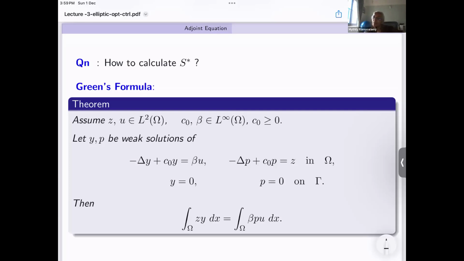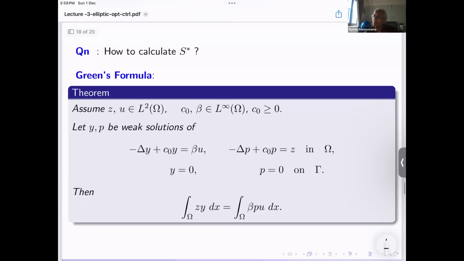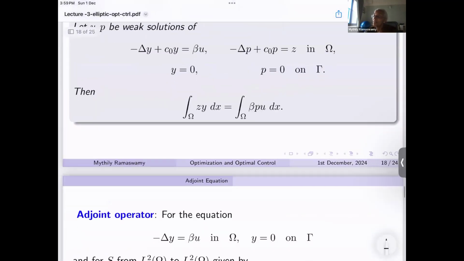So I will end up with minus Laplacian of y into p will be precisely minus Laplacian of p into y, and c naught yp is the same. But this I know from the equation that will be z. So that will give me zy. So this Green's formula is very simple in the case of Laplace equation, but it could be complicated when I go to heat equation, because there will be time variable and space variable. Here there is only one variable, x. But this is not enough.